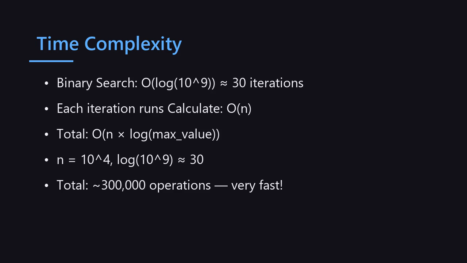Time complexity. Binary search over 10 to the power 9 gives us about 30 iterations. Each iteration calls calculate, which is O of n. It loops through all piles. So total is O of n times log of max value. With n at most 10 to the power 4 and log of 10 to the power 9 around 30, that's about 300,000 operations. Super fast, no TLE.